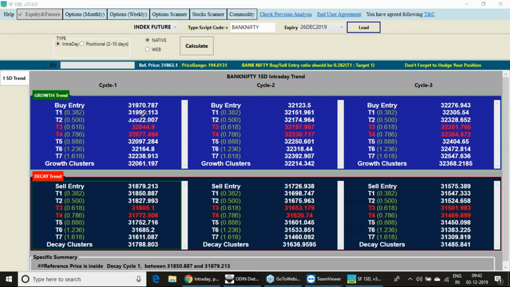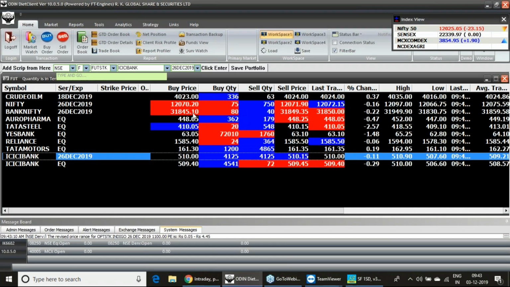So if you are buying Bank Nifty at 32,000, you must hedge it with a 32,000 put, or you can write some options also. It is not mandatory that you buy a put option. You can sell some call option also. So hedging can be done in two ways. If you are buying a future, you must buy a put option, or you can sell a call option. That is also a part of hedging. So these are the Bank Nifty's entry levels, and we'll now go to the current prices.